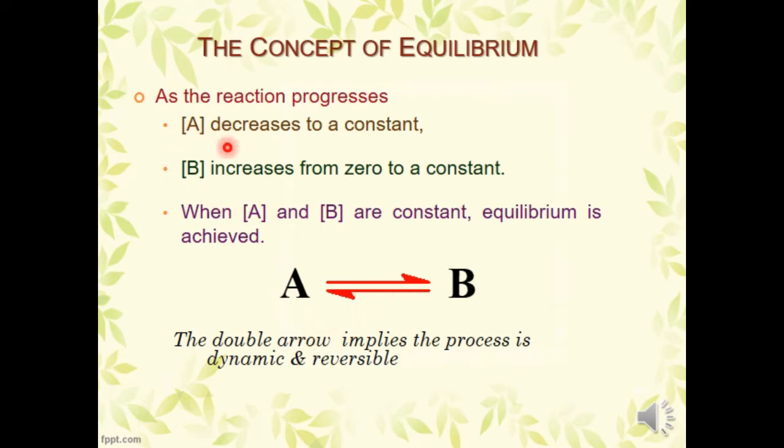As the reaction progresses, let's say we have reactant A forming product B. The concentration of A will decrease until it becomes constant, and initially there's no product B, but then slowly its concentration increases until it becomes constant. The point where both A and B become constant is where equilibrium is achieved.